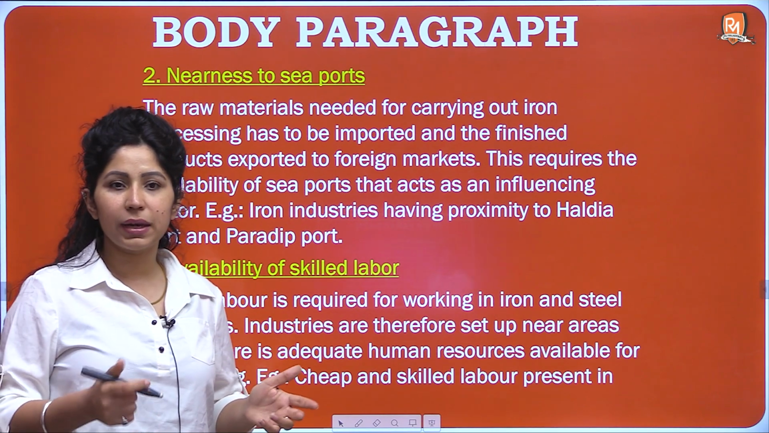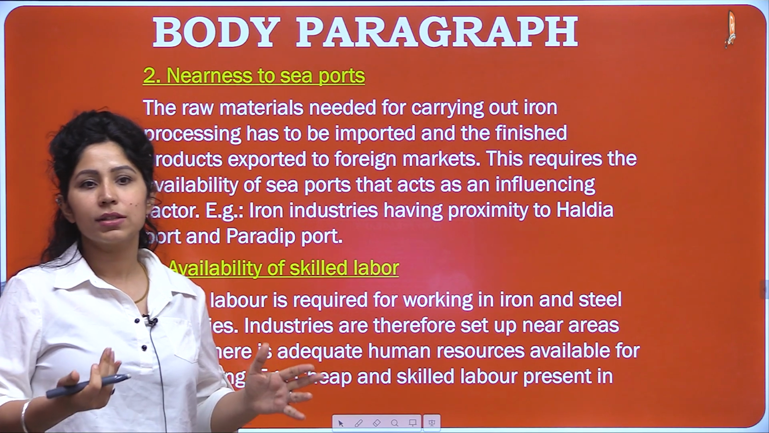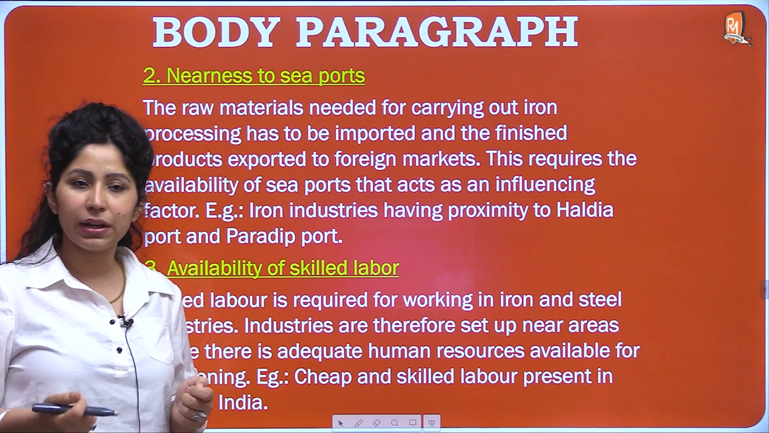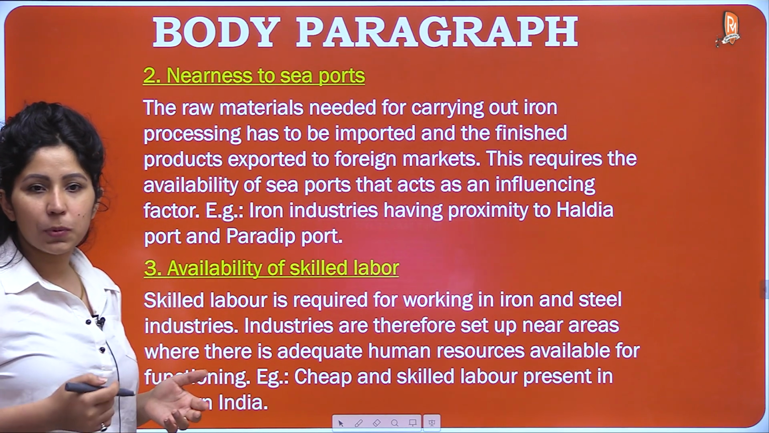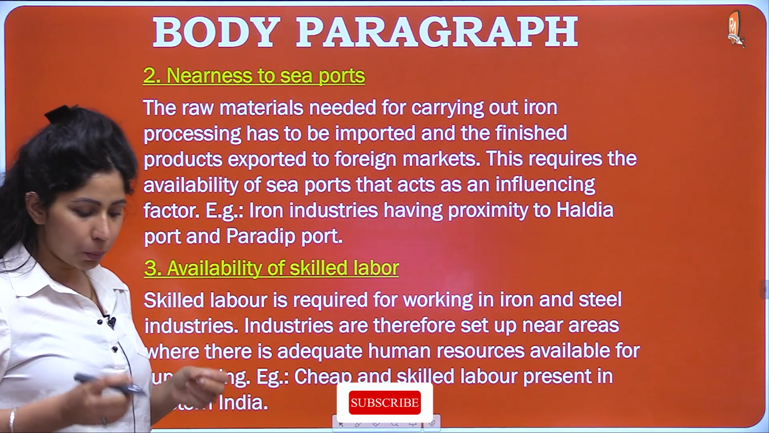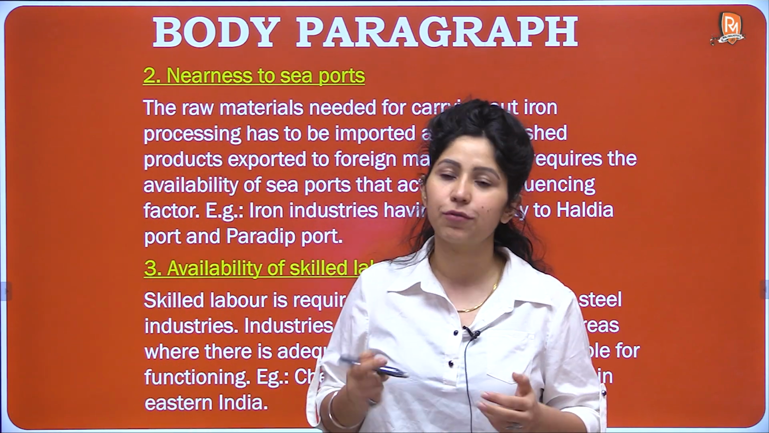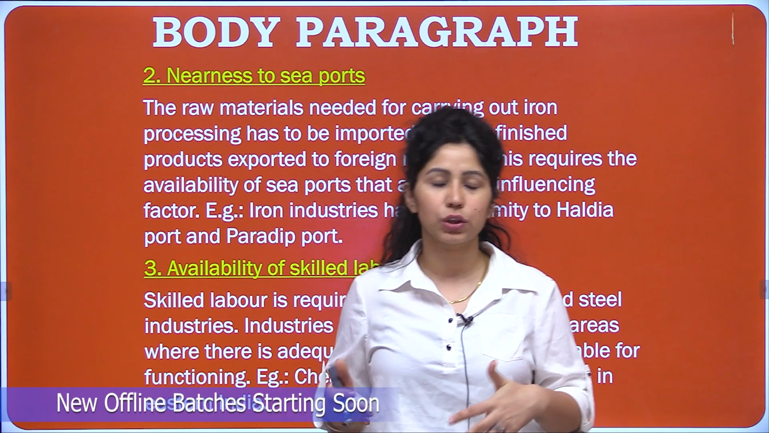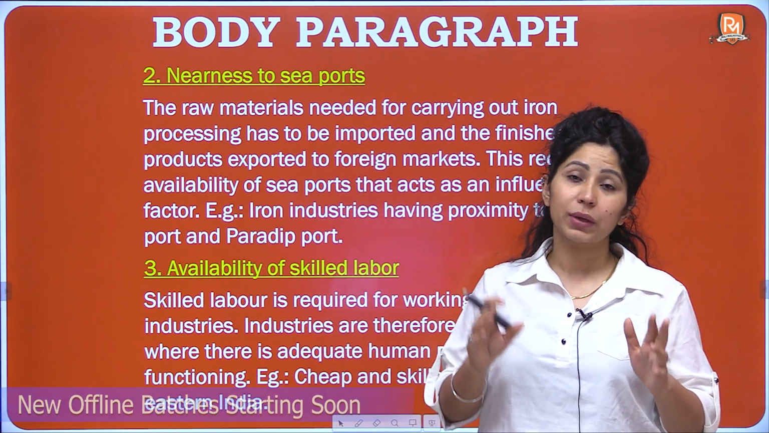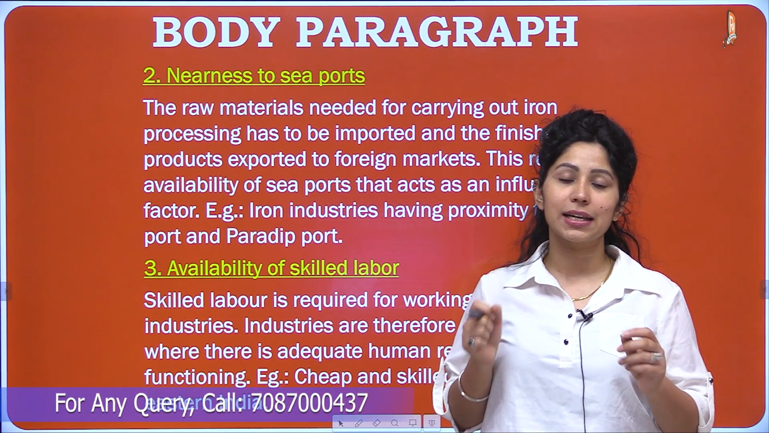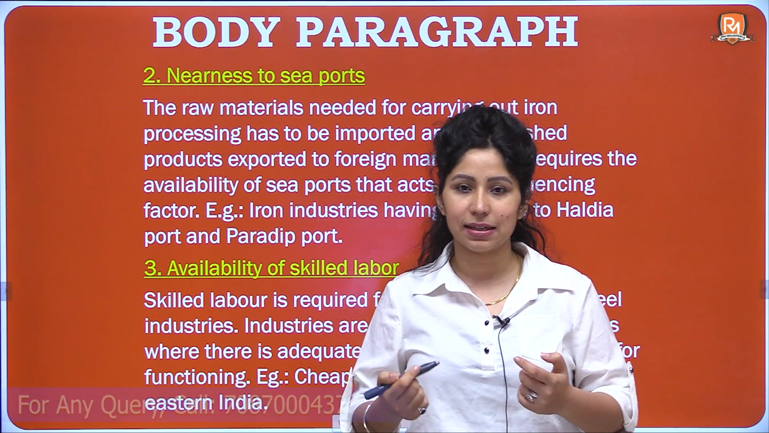The second one would be nearness to seaports or transportation should be easy. So, the raw material needed for carrying out iron processing has to be imported and the finished products exported to foreign markets. So, both for the import and for the export, the cheapest way for transportation is water transport through the sea route, through ships. So, location should be such that it is near to the seaports so that water transportation is accessible.